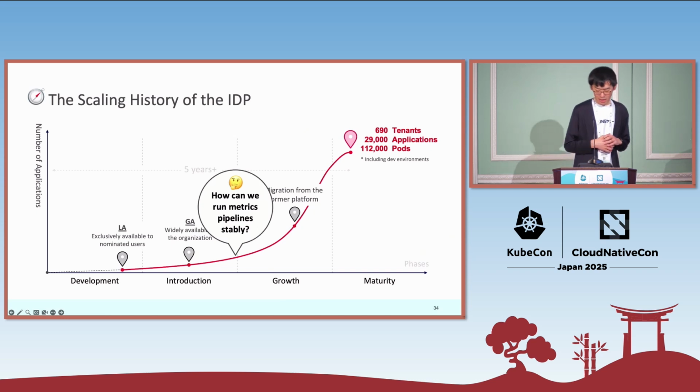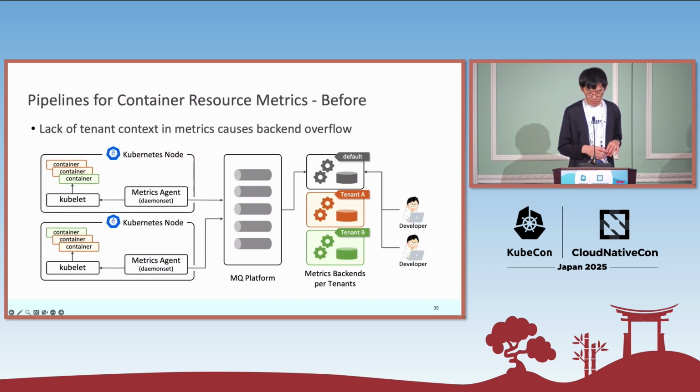So now let's move to the next challenge. The next challenge is the scalability of the metrics pipeline. The basic structure of our metrics pipeline consists of agents running on a Kubernetes cluster, a message queue that faces those agents, and a backend behind it. The backend includes components such as time series databases and query engines, which store metrics and allow developers to access them.